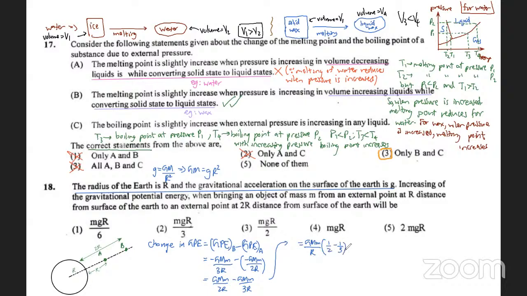What is 1 over 2 minus 1 over 3, people? There is 1 over 6, right? So I'm getting GMm over 6R. But we all know GM is equal to simple gR square, correct? So if I continue it here, change in gravitational potential energy, people, will be equal to what? gR squared m over 6R. The final answer is mgR by 6. So the correct answer for this question is the first one.